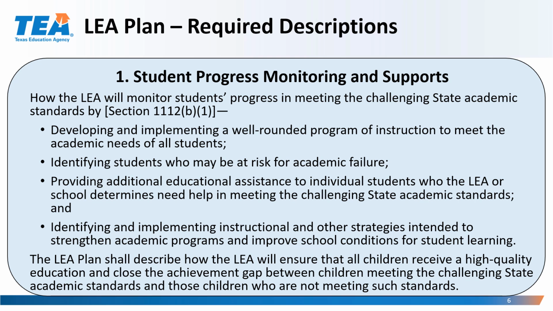The LEA plan shall describe how the LEA will ensure that all students receive a high-quality education and close the achievement gap between children meeting the challenging state academic standards and those children who are not meeting such standards. Please note that the description should not simply be a statement that the LEA will do these things. The LEA must describe how these things will be accomplished.